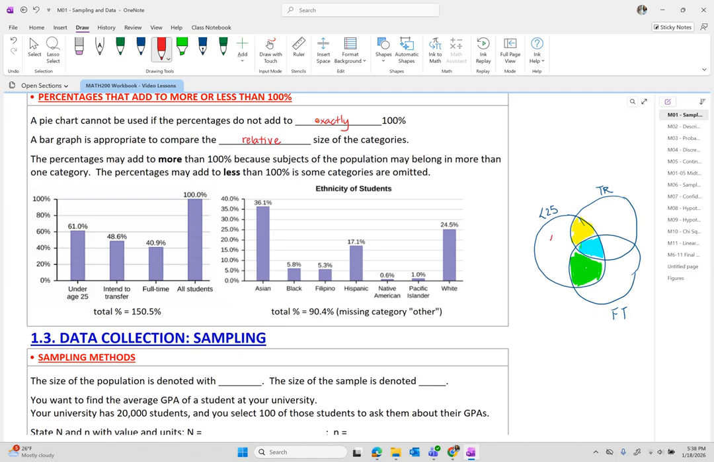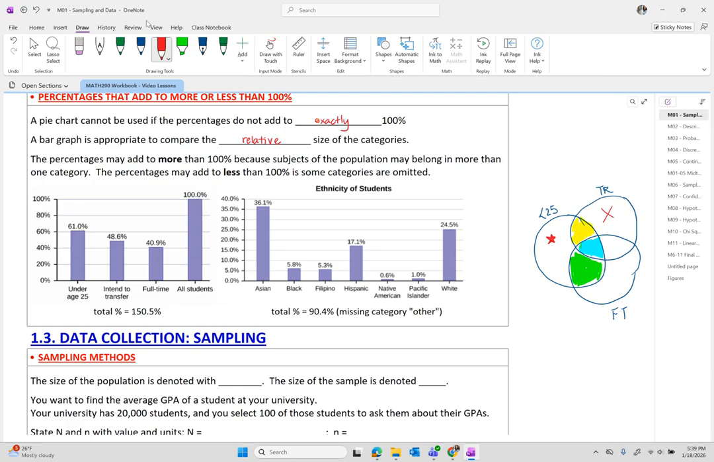This area, notated here with a star, includes students who are less than 25, do not intend to transfer, and are not full-time. The area that is indicated with an X are students who intend to transfer but are not younger than 25, and they are also not full-time. So every one of these areas has its own percent. Altogether, they should add up to 100%. But when listed separately, they have double counts from other categories.